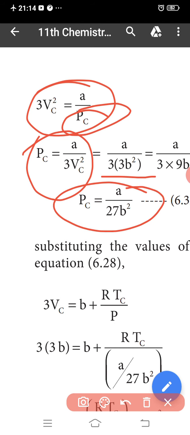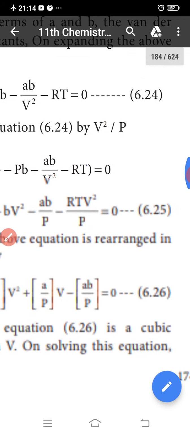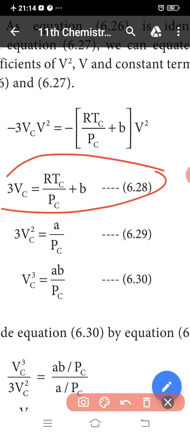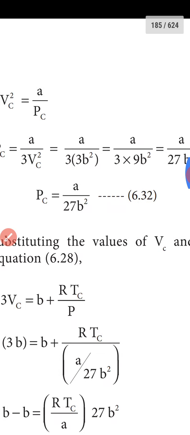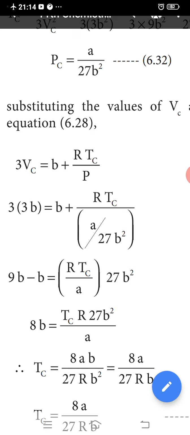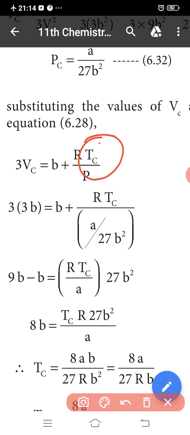So apply this 6.28 equation. So the Pc value and Vc value, apply this 6.28. See this, this is the 6.28 equation. Apply this equation. See this, this 3c is equal to p plus RTc. Okay, so the Tc value is calculated, so Vc value applied, so Pc value applied. So 3 into 3b is equal to p plus RTc divided by a by 27b squared. So the a by 27b squared is the Pc value, this one the Vc value.